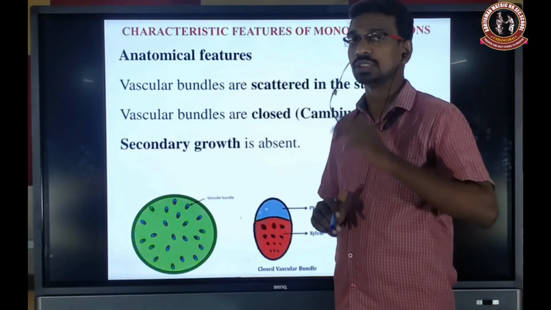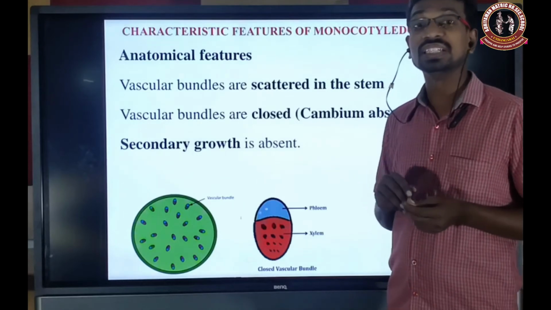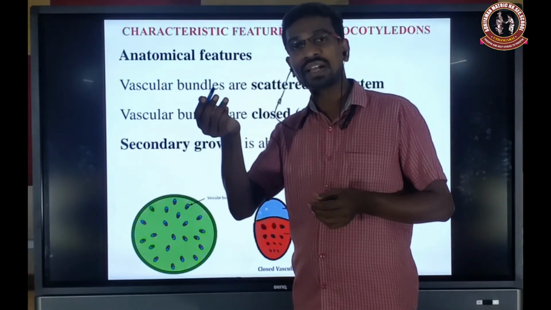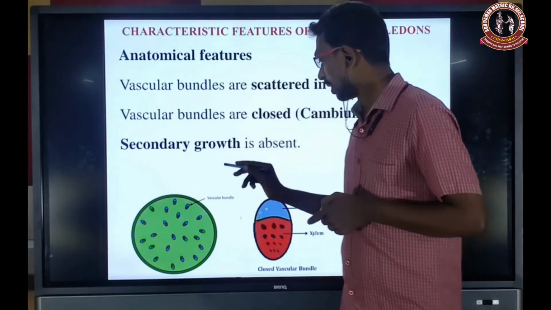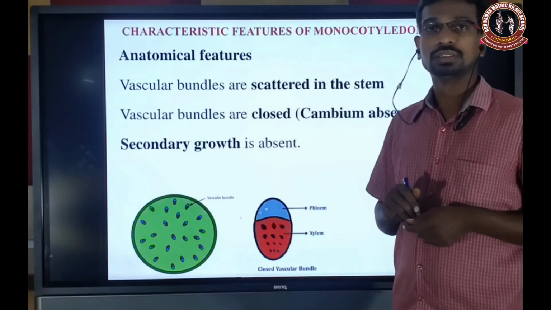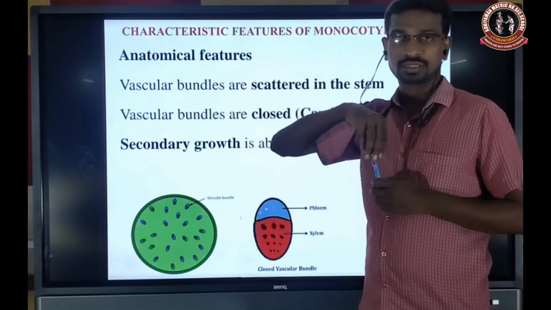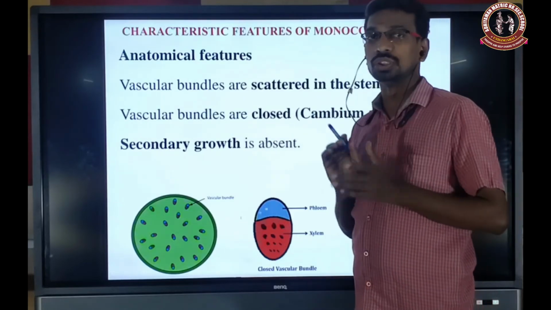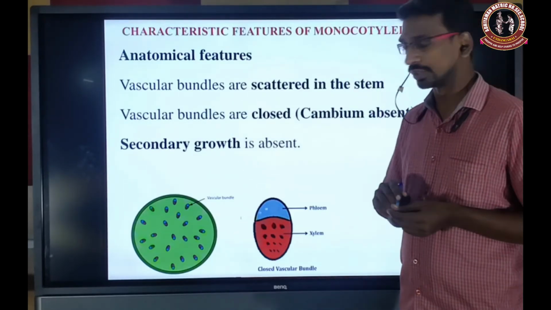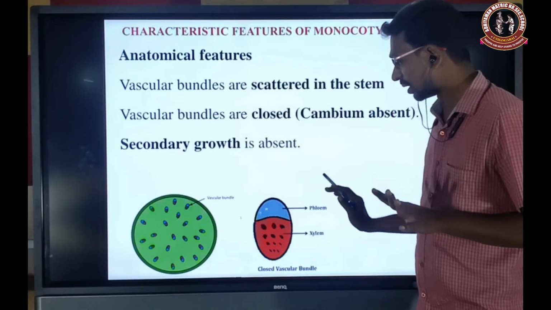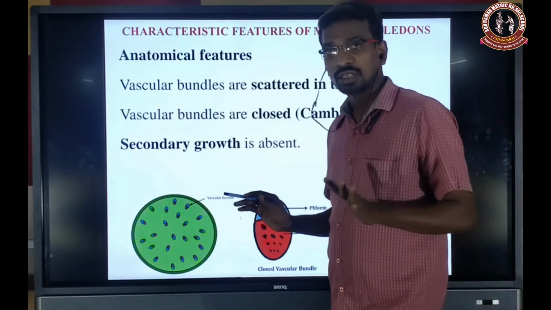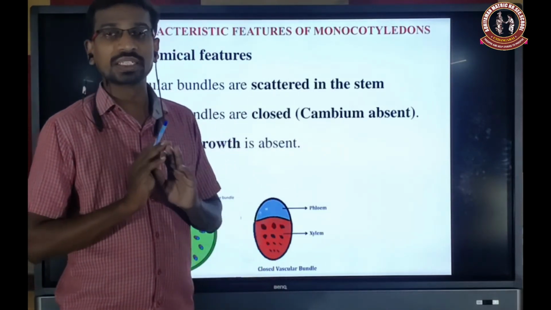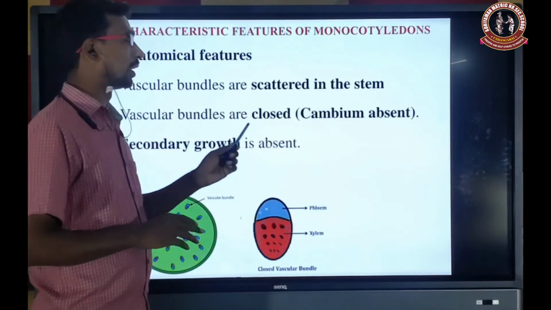Next, anatomical features. The vascular bundles are scattered in the stem. But in dicots, the vascular bundles are arranged in a ring-like structure. Here they are scattered. The vascular bundle is closed, which means the cambium is absent. So only xylem and phloem are present. As there is no cambium, there is no secondary growth. The monocot plant does not undergo secondary growth.